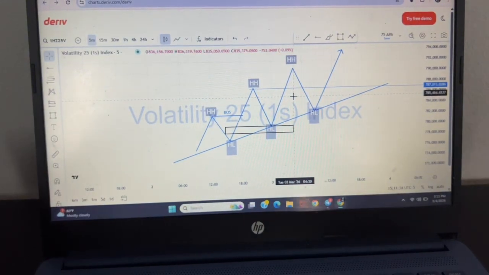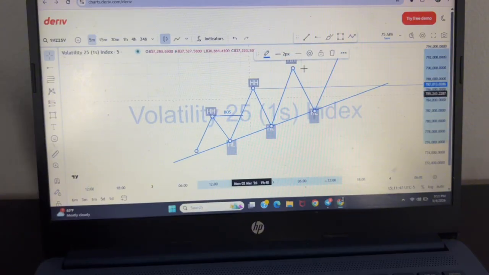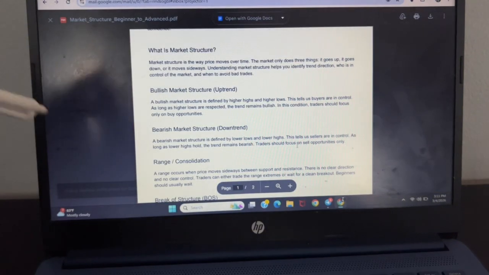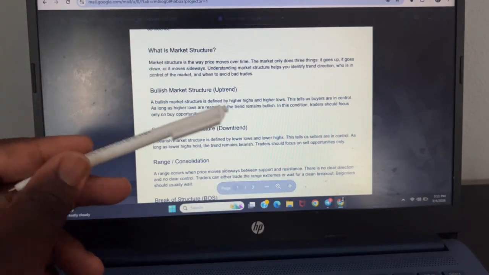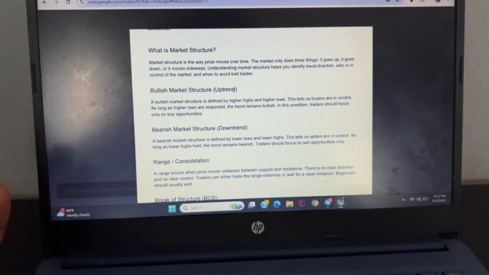All right. Hope you guys enjoy and understand that structure. You can screenshot this right here to get a good understanding of it. So that's an uptrend. And as I said, in an uptrend, you want to look for buys. No sells, just buys. Alright?